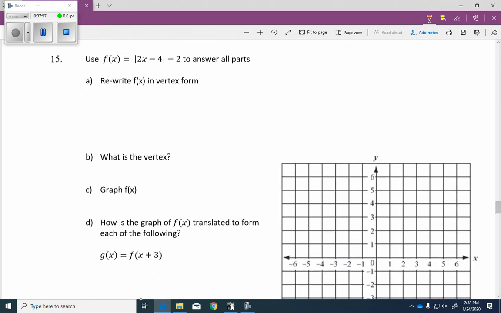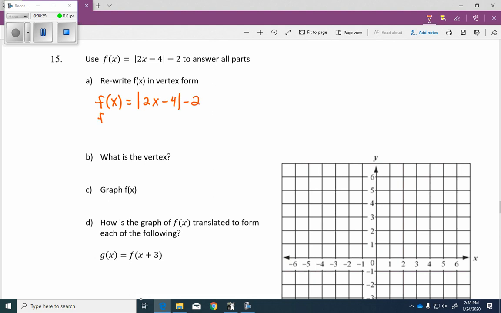Number 15. We can't graph something like this. Well, I guess we can. I guess I shouldn't use the word can't. We choose to put our equations in vertex form to help us graph more efficiently. So when it says rewrite in vertex form, this is where we're supposed to undistribute. And I'm going to show you how to use your calculator to test to make sure you did everything correct.